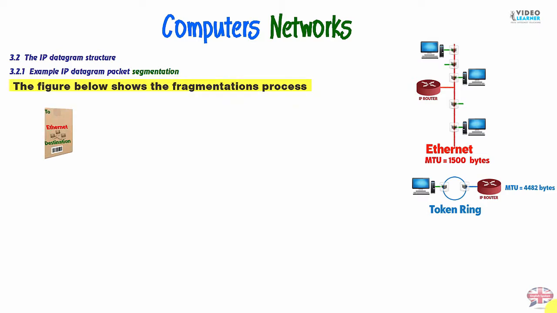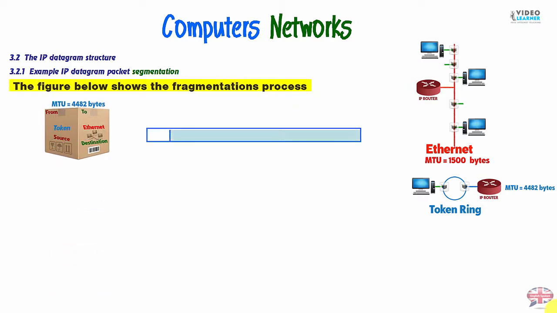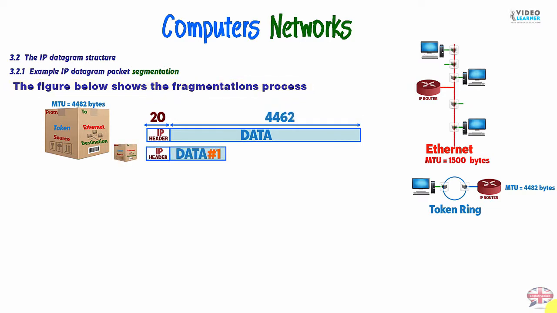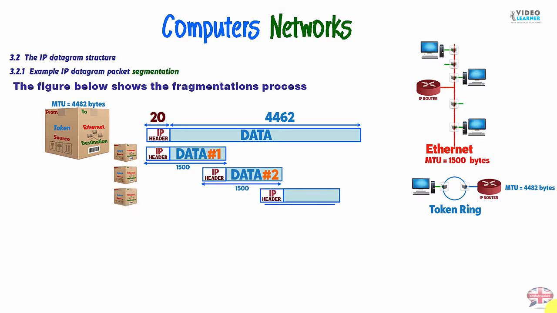Next, the figure below shows the fragmentation process. We have the original packet with header and data, first fragment, second fragment, third, and the last one. It is the fragmentation process.